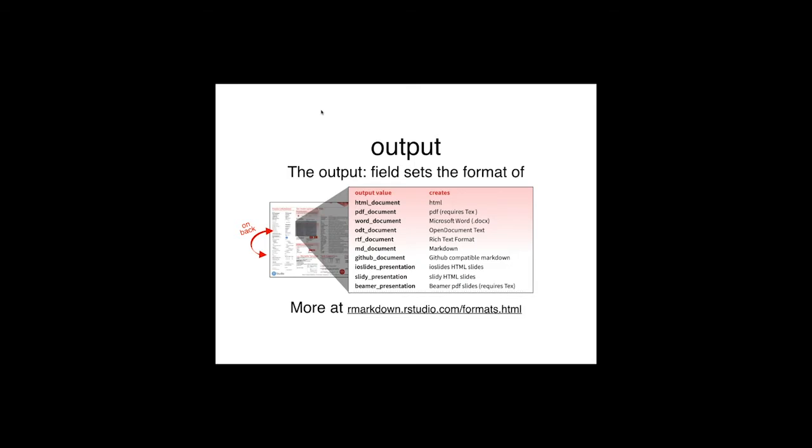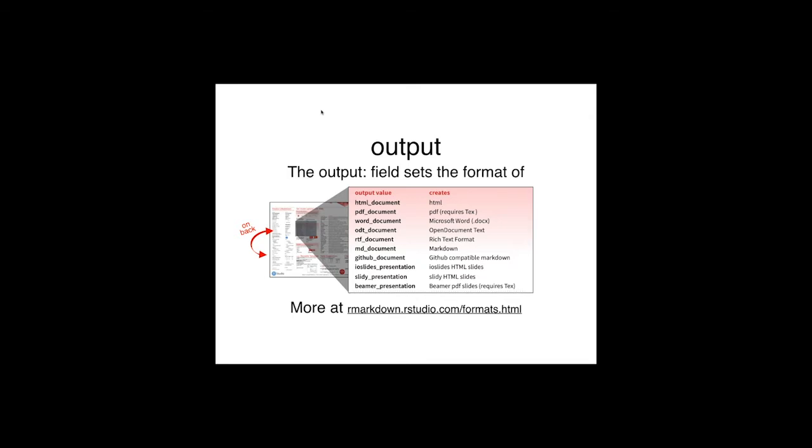Not surprisingly, the output field sets the format for our document, because remember, our markdown gets knit to a markdown document, and then that markdown document gets converted into really any, not anything, but any of these types of common output options. PDF, I haven't done Word yet. I usually do PDF, sometimes HTML.